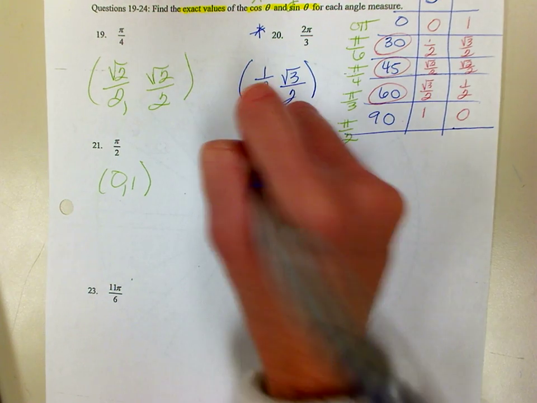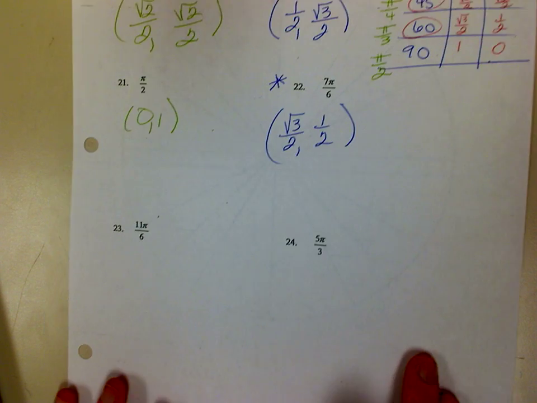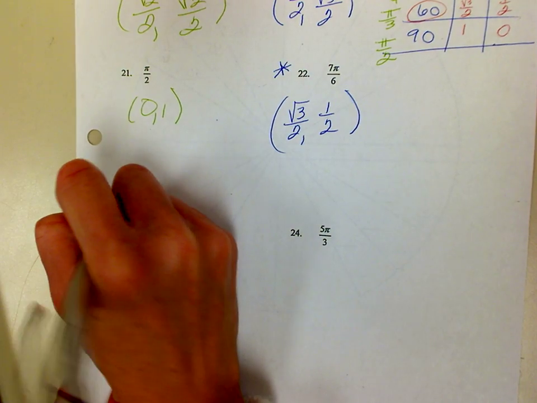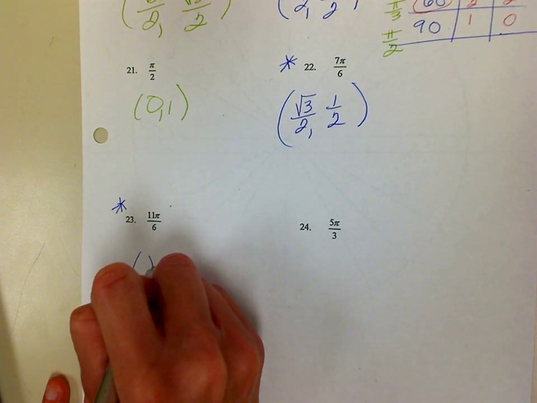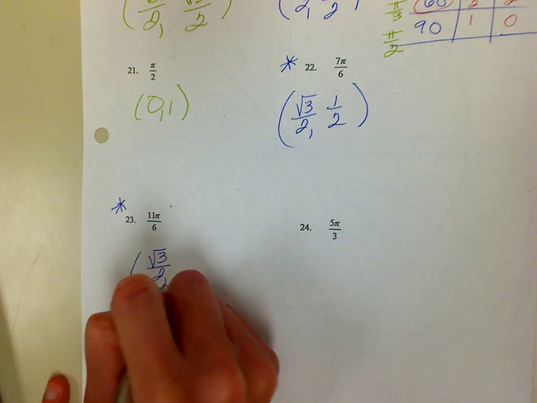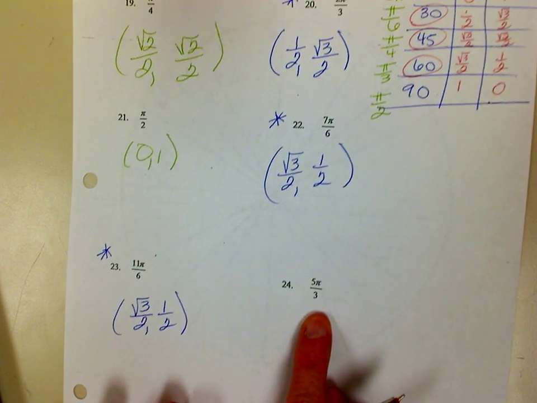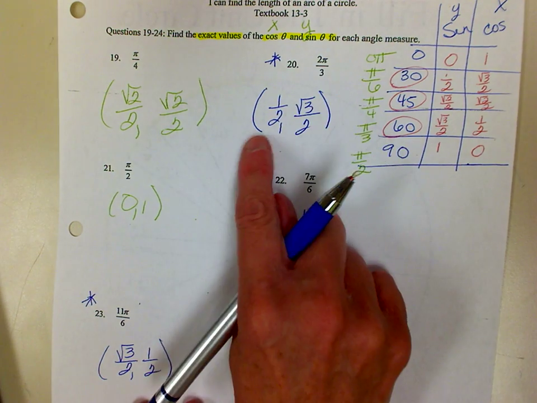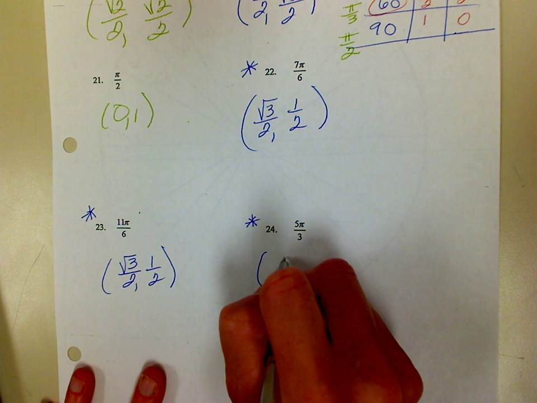Again, I have to come back to that one. This one also has a denominator of 6, so it's going to be the same numbers as we wrote down for 22. And this one has a denominator of 3, so it's going to be the same one we wrote down for this one. But again, I have to go back and look to see what the signs are.